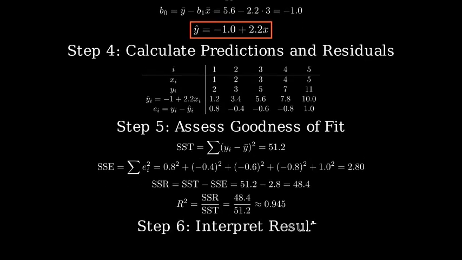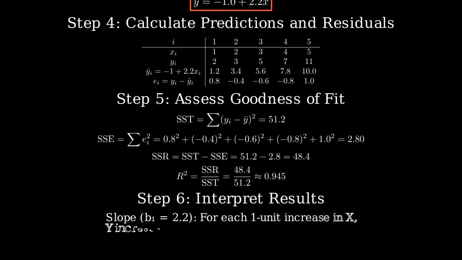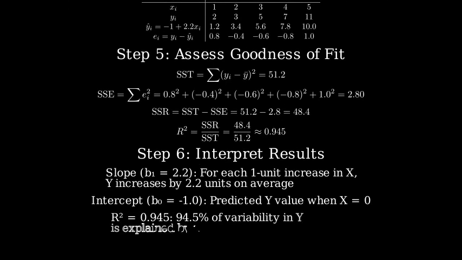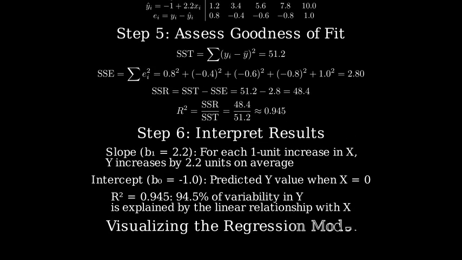Finally, let's interpret our results. The slope of 2.2 means that for each 1 unit increase in x, we predict an average increase of 2.2 units in y. The intercept of negative 1.0 represents the predicted value of y when x equals 0, though this may not always be meaningful in practice. Our R squared value of 0.945 indicates that about 94.5% of the variability in y is explained by our linear model with x. Let's visualize our final regression model.